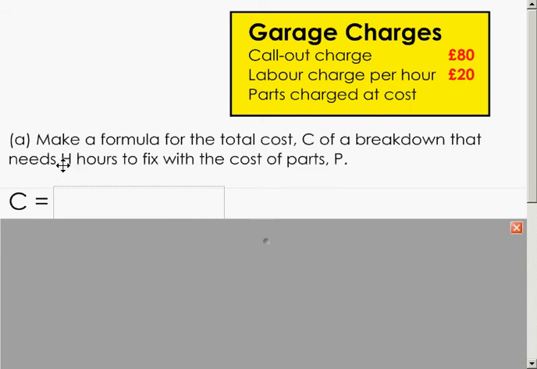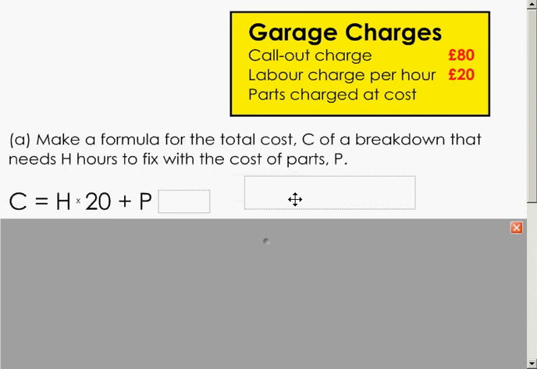Next thing we look at is the H. H hours, £20 per hour. So if we have H, then we multiply that by 20. For every hour, we multiply by 20. We are also told that our parts cost is P. So whatever our parts cost, we have to add that on. So we have so far C equals H times 20. Add on the cost of parts, P.